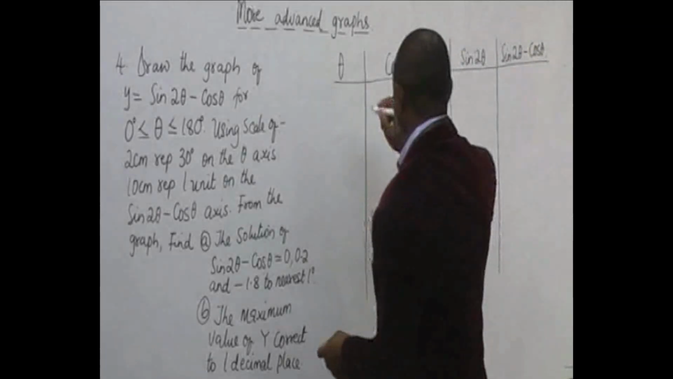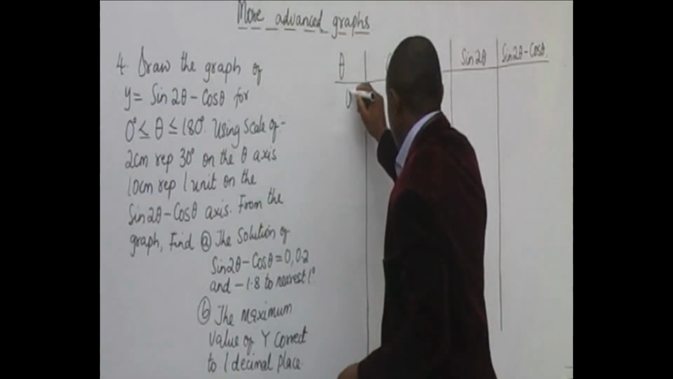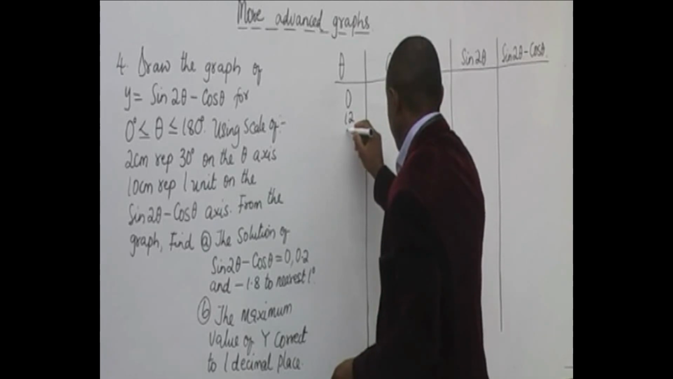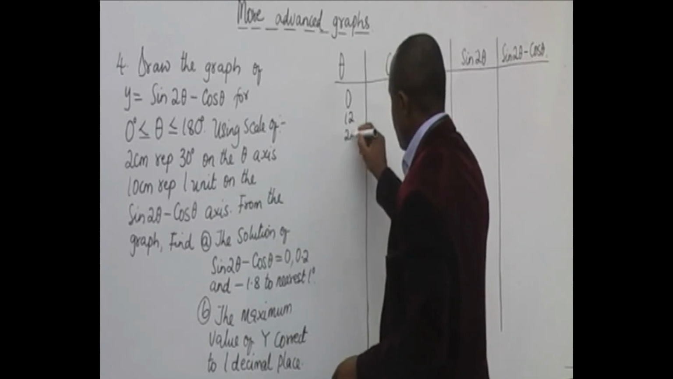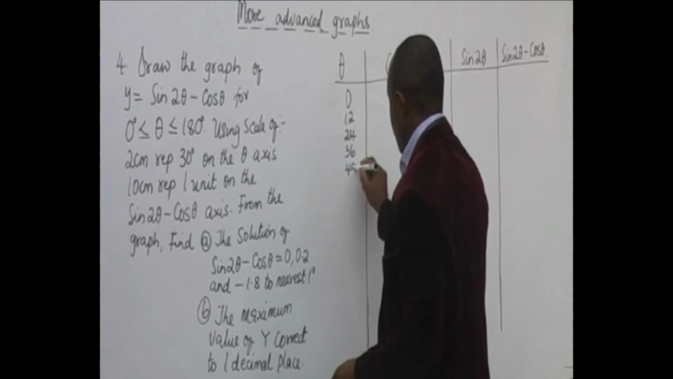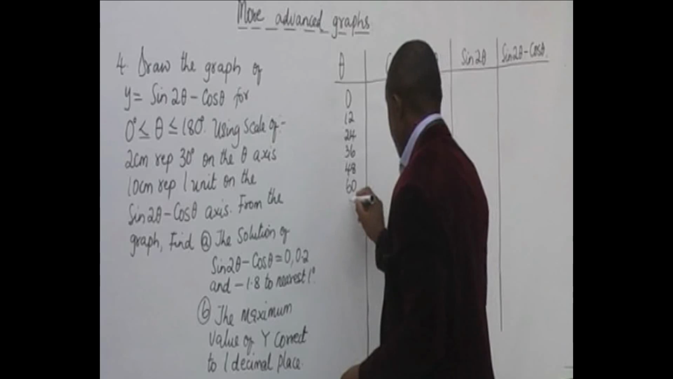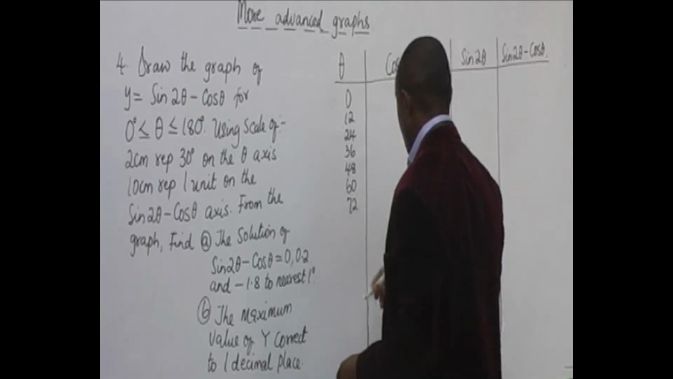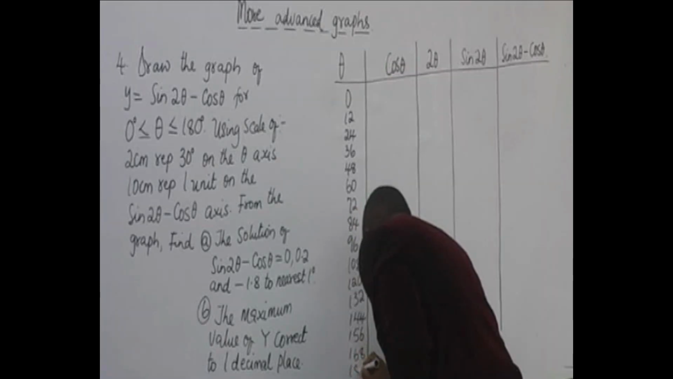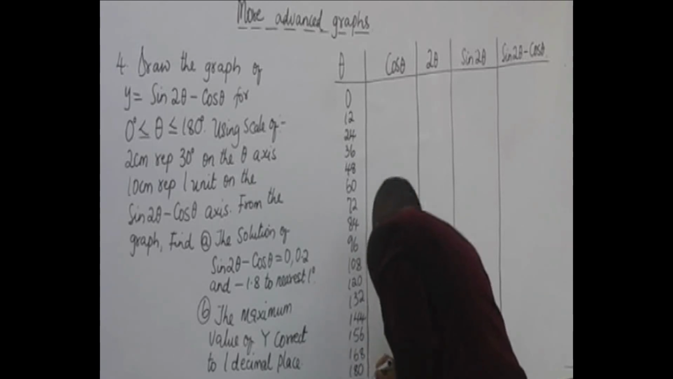So the values we are going to have for theta are 0, plus 12, 12, plus 12, 24, plus 12, 36, plus 12, 48, plus 12, 60, plus 12, 72, plus 12, 84, plus 12, 96, and so on. We'll be stopping at 180.